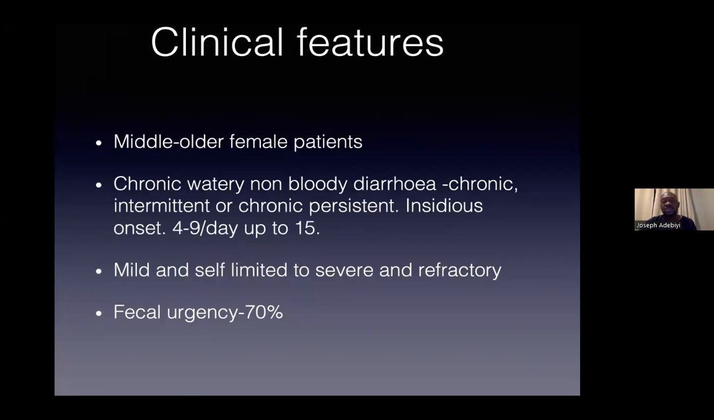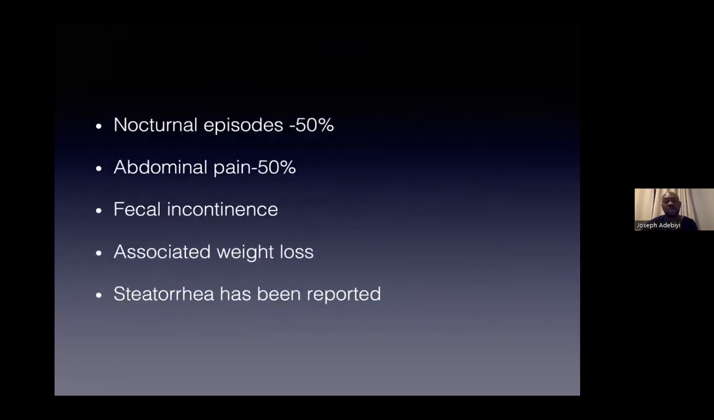And this usually will have insidious onset in most cases, and then progress to become chronic, intermittent, or even chronic persistent. Usually the diarrhea or the loose stools would be around 4 to 9 per day, but cases of up to 15 bowel movements per day have been described. Typically, most of these diarrheas are usually mild and self-limited, but they may progress to severe or refractory chronic watery diarrhea.